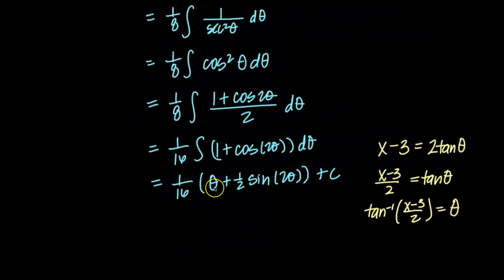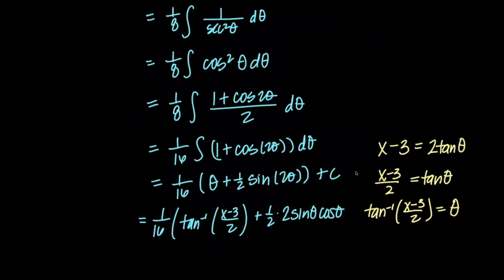So I can go ahead now and replace this theta. But what about sine 2 theta? Well, the double angle identity, right? Even more trig. So we have 1 over 16 tan inverse of x minus 3 over 2. And then let's rewrite sine 2 theta as 2 sine theta cosine theta. And got to squeeze in that plus c. So 1/2 times 2 is 1. And now I need to write sine theta and cosine theta in terms of x.